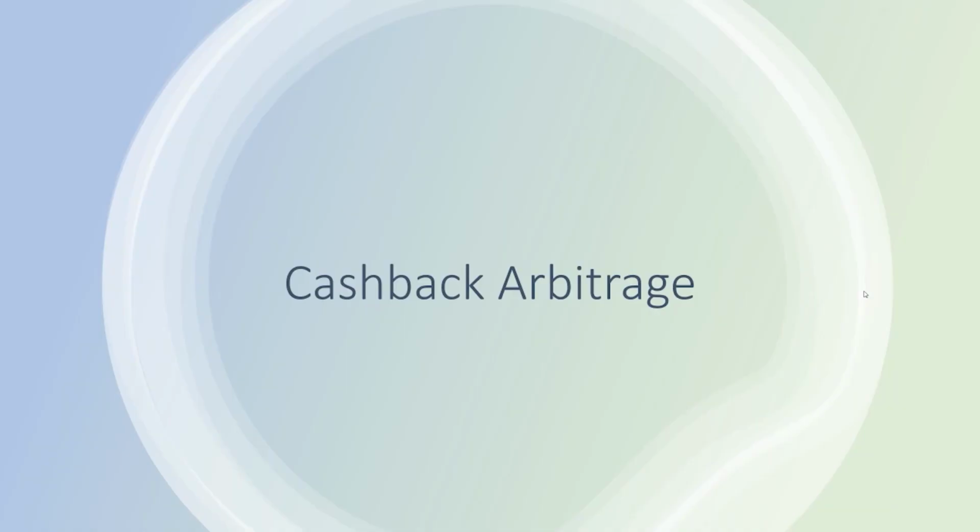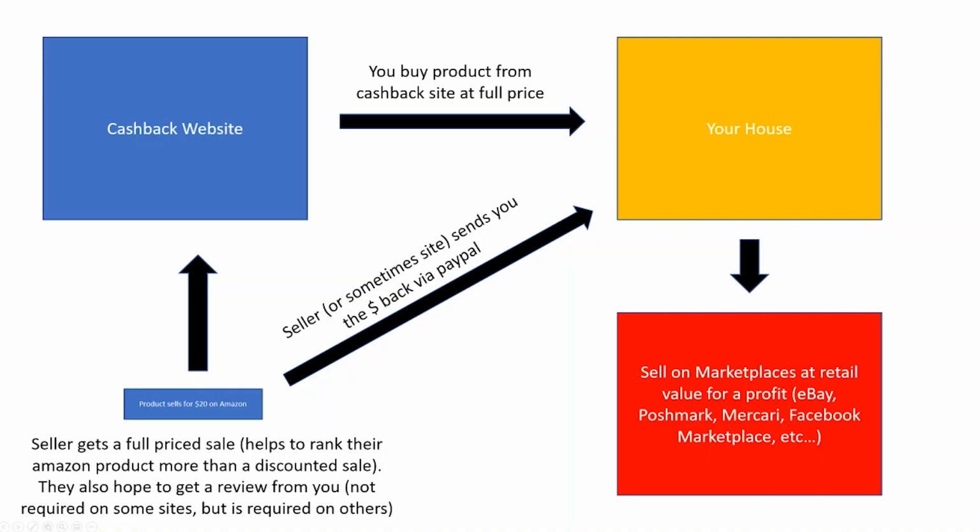So it's not as scalable as some of the other business models. Now, one that's very, very similar is cashback arbitrage. So cashback arbitrage, again, very similar, okay? So same thing here, a seller gets a full price sale. That's why they want to list these on the cashback website. That helps rank their Amazon product even more than a discounted sale.